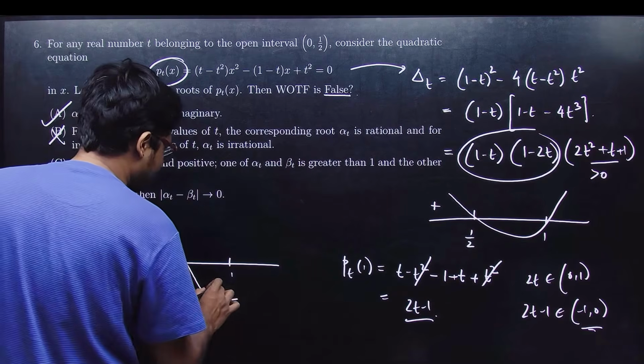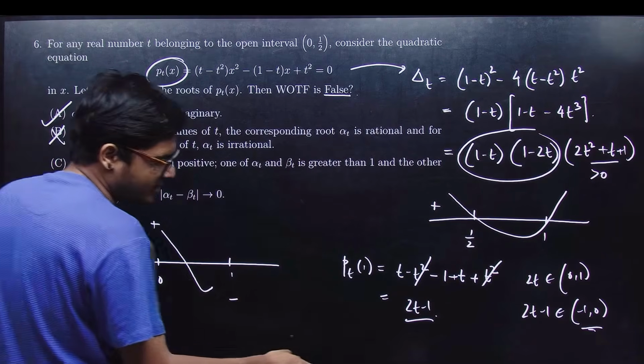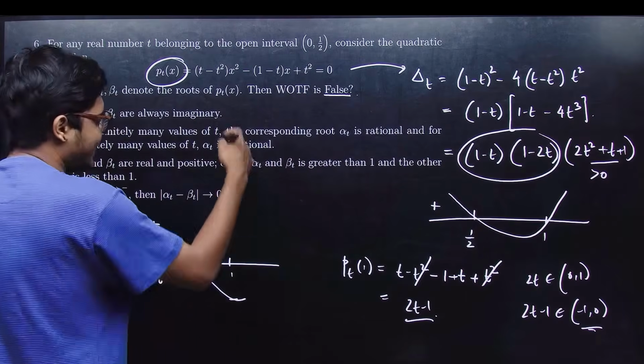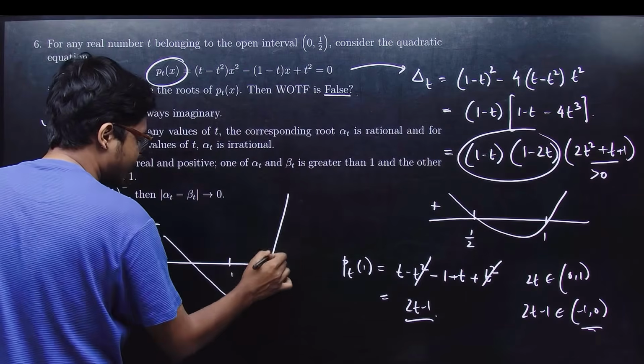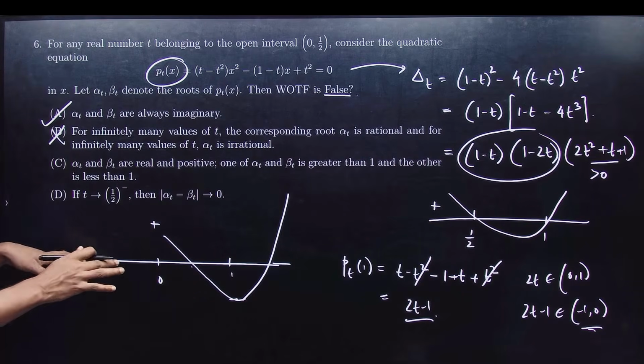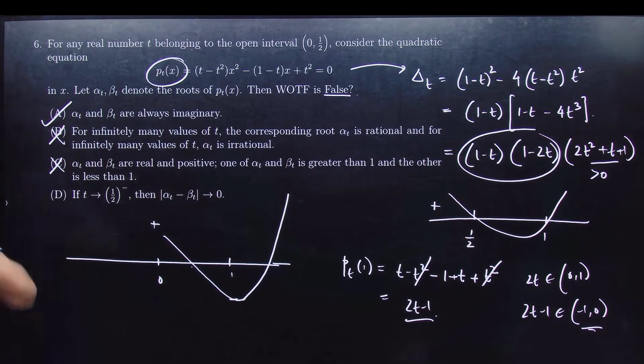So if it's positive here, it's negative here. Clearly, it needs to cut the x-axis somewhere in between these two points. This is what you'll get. And again, as x goes to infinity, it has to be positive, right? So clearly, one root is going to be less than 1, the other root is going to be greater than 1, right? So option C, the statement is correct, which means option C is also correct for us.